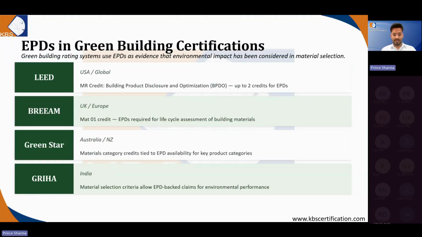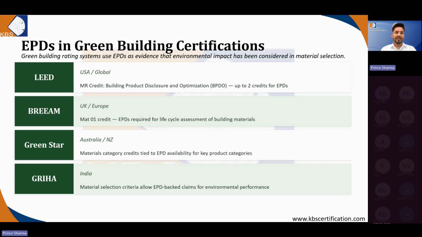Then EPDs in green building certification. Green building rating systems use EPDs as evidence that environmental impact has been considered in material selection. If we talk about LEED, there is a Materials and Resources category credit, and there, under building product disclosure and optimization, there are 2 points for the EPDs alone.